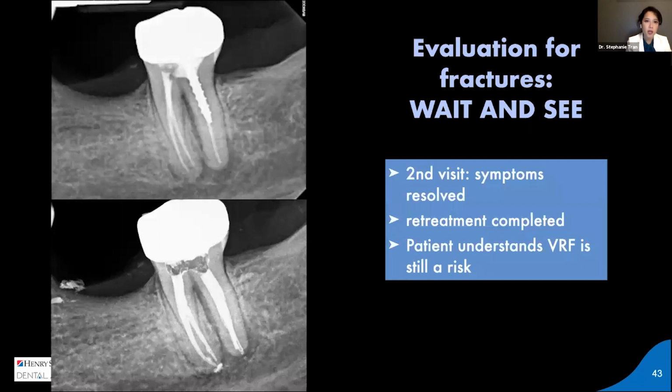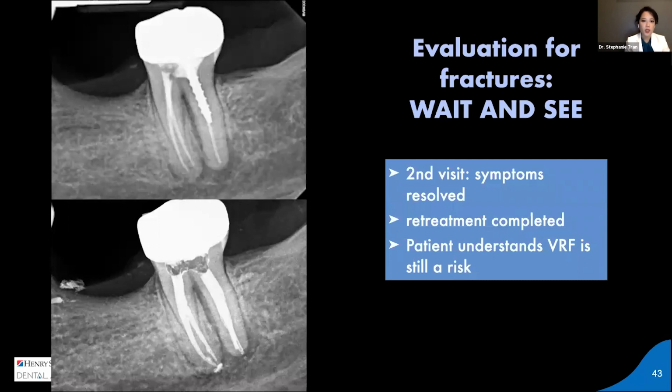Because the patient's symptoms resolved and I didn't see confirmatory signs of a vertical root fracture, for example, when I looked into the tooth clinically, I also didn't see a crack or a vertical root fracture, I was then more positive about this prognosis. And so far, this patient is doing well.